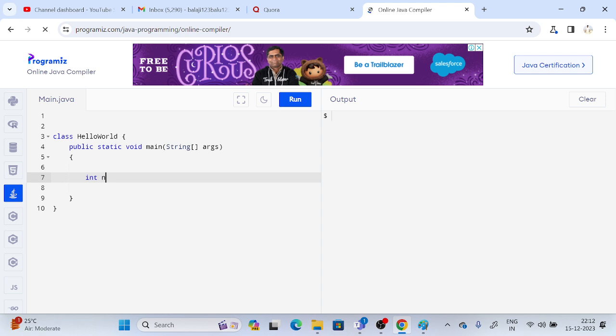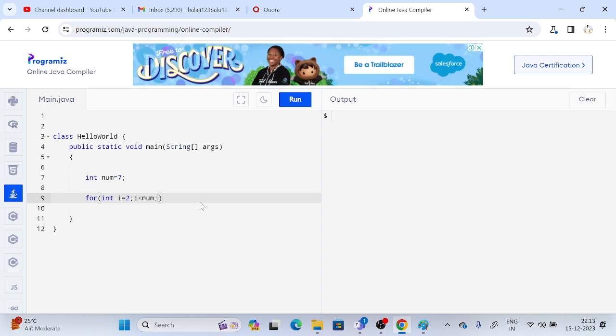So integer num equal to, let us take number, we'll check number 7. For integer i equal to 0, i is lesser than... not i equal to 0. i should be starting from 2, because we already know that 1 is going to be the factor of the given number. 1 is always a factor of any number. So we do not have to include that, and we do not have to include the number itself. So the boundary condition should be between 2 and the number minus 1.